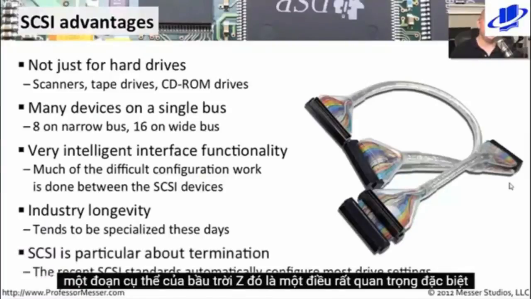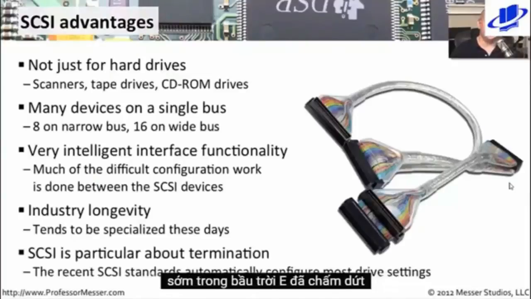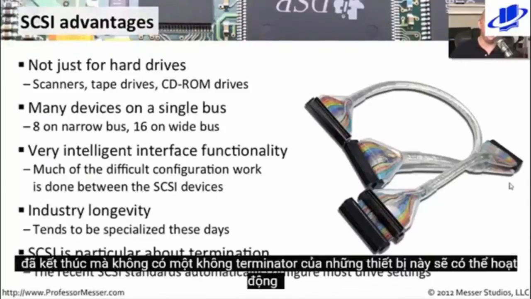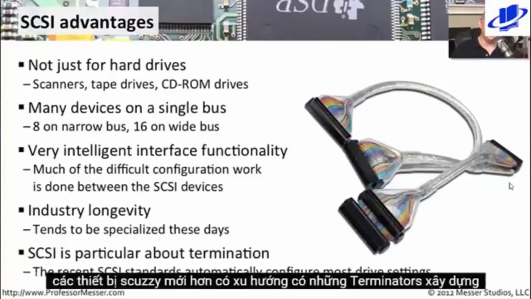One particular piece of SCSI that was very important, especially early on in SCSI, was the termination. You could plug many devices in, but the last device had to have what we called a terminator on the end of the chain. That way, the SCSI communication knew exactly where the signal ended. Without a terminator, none of these devices would be able to operate properly.